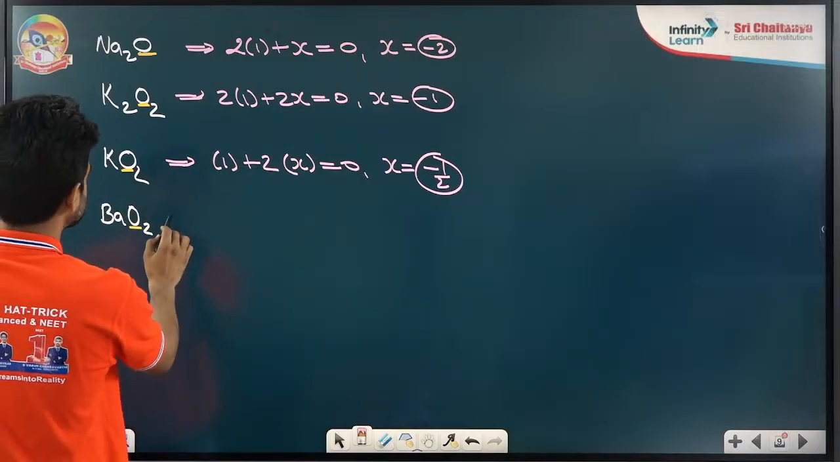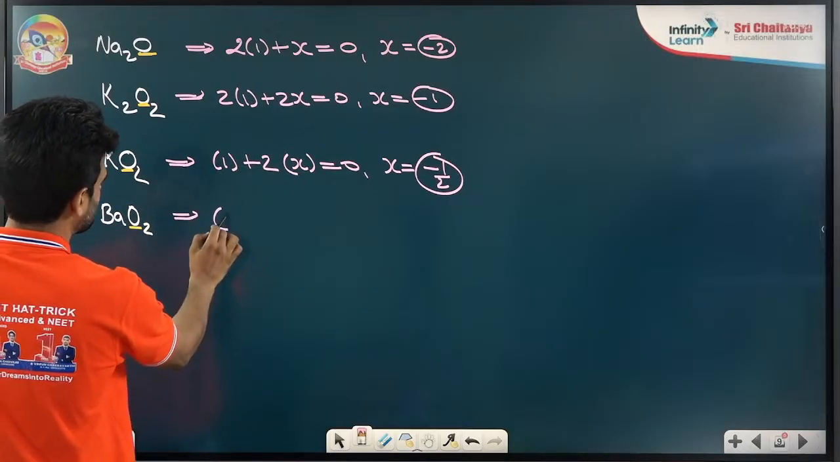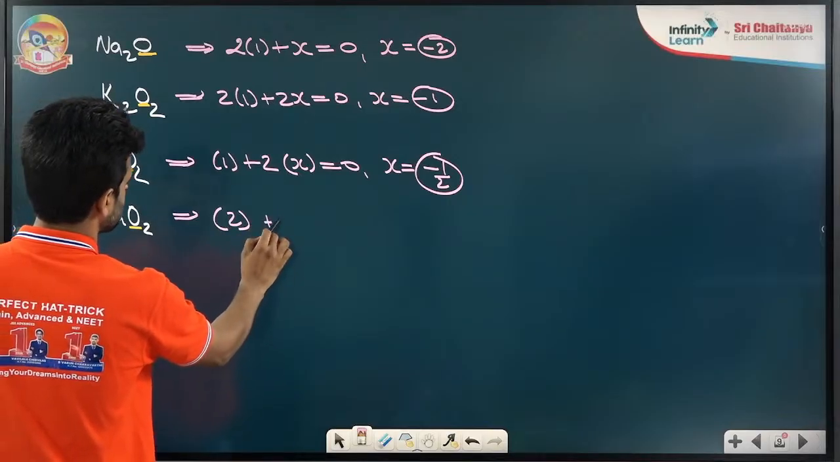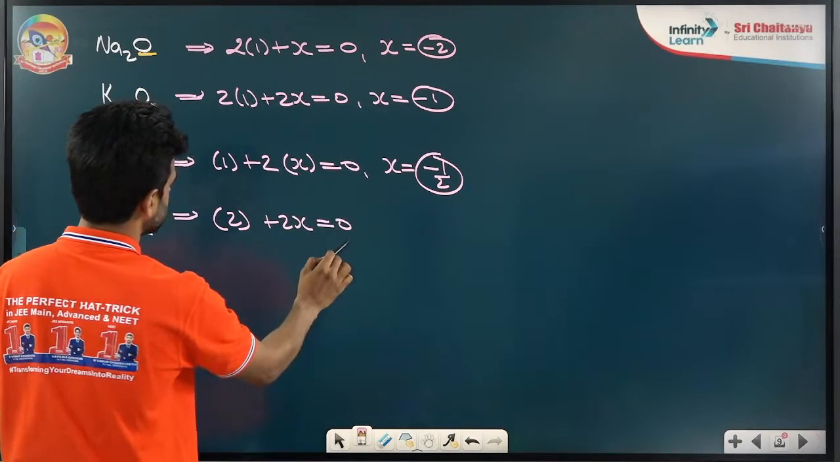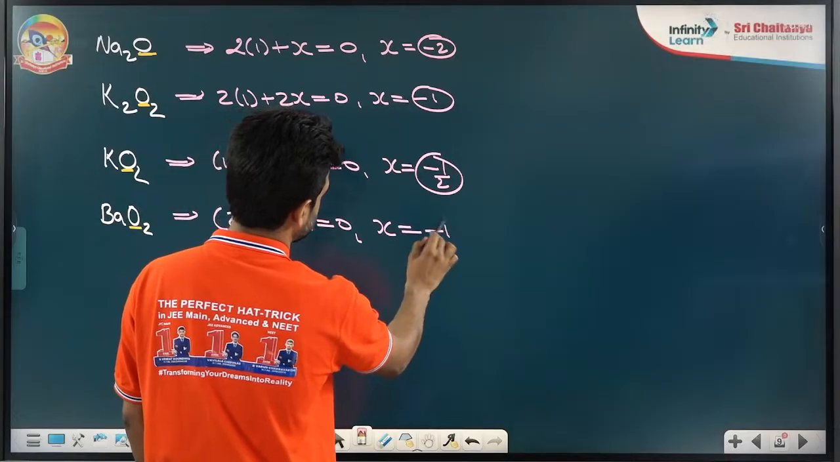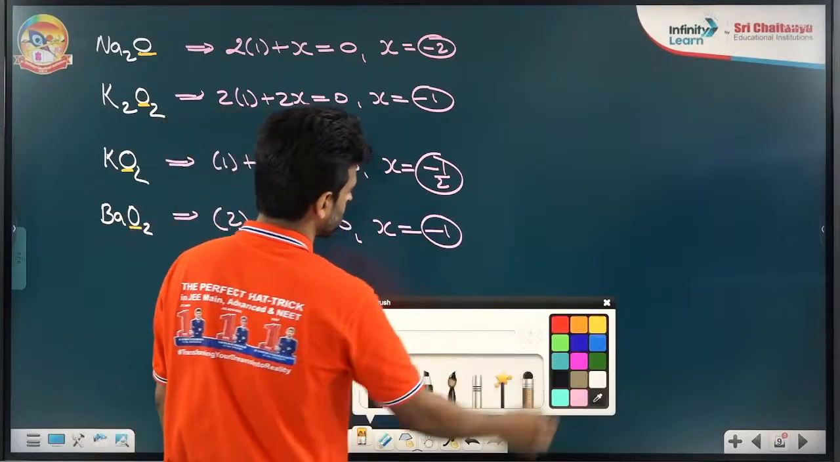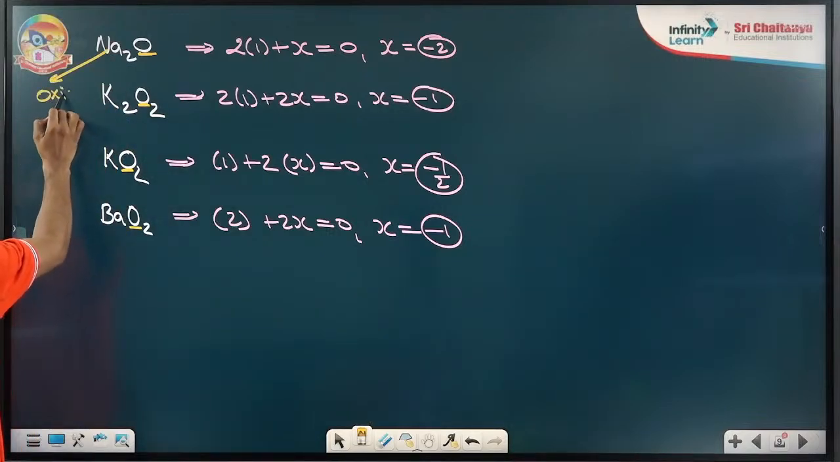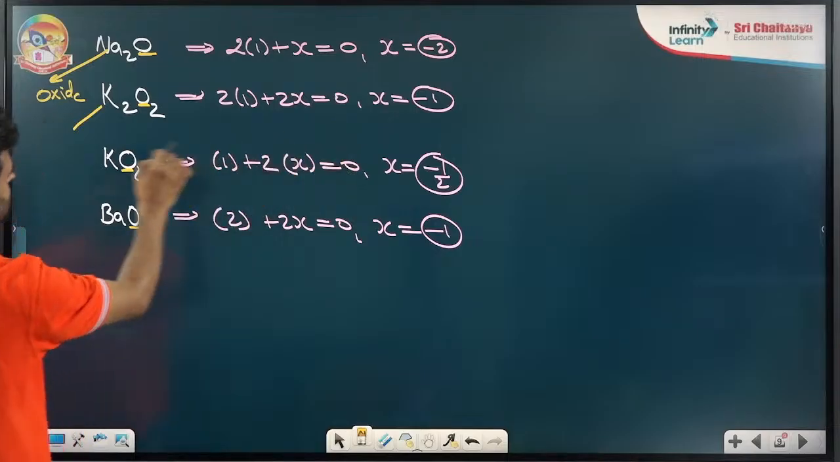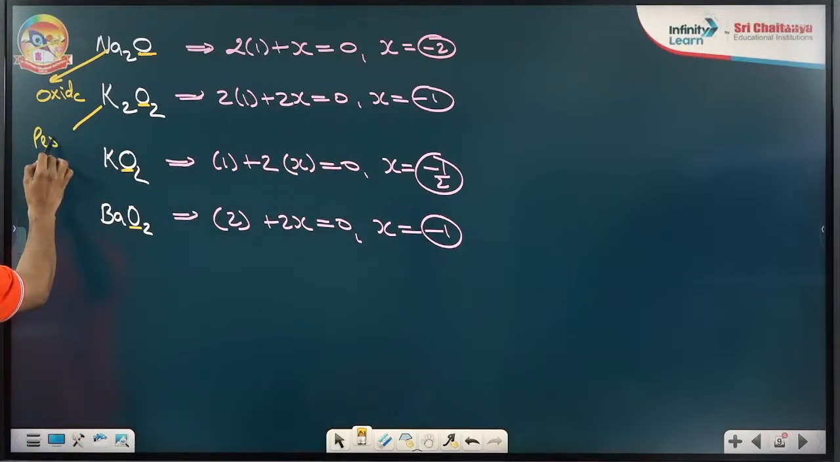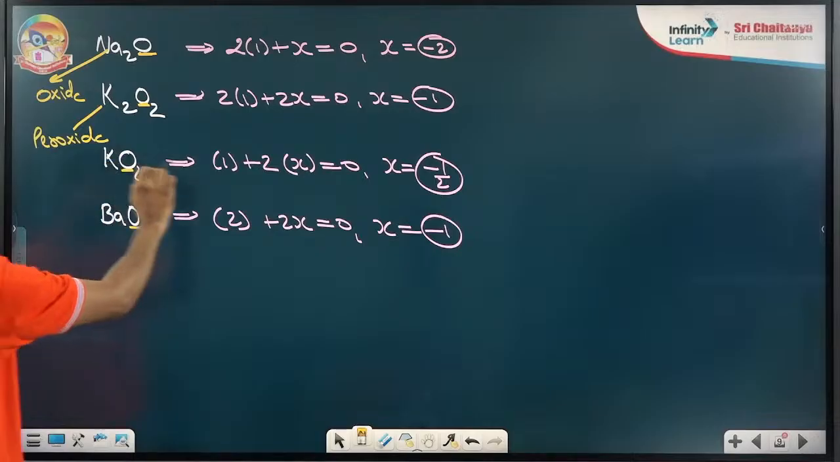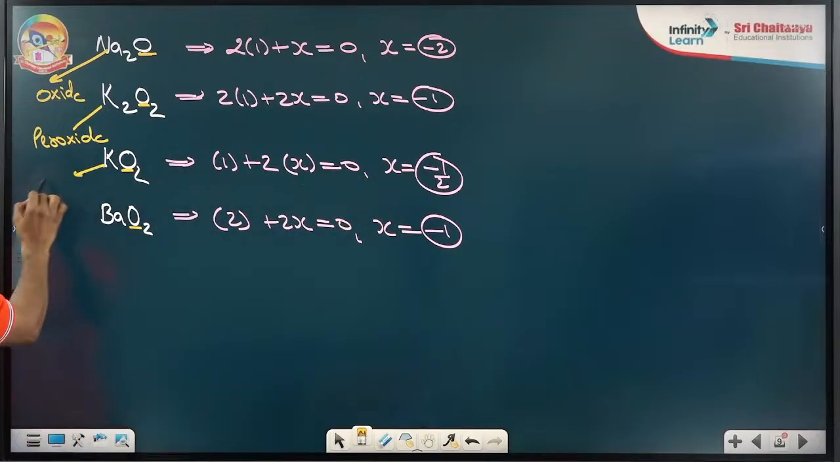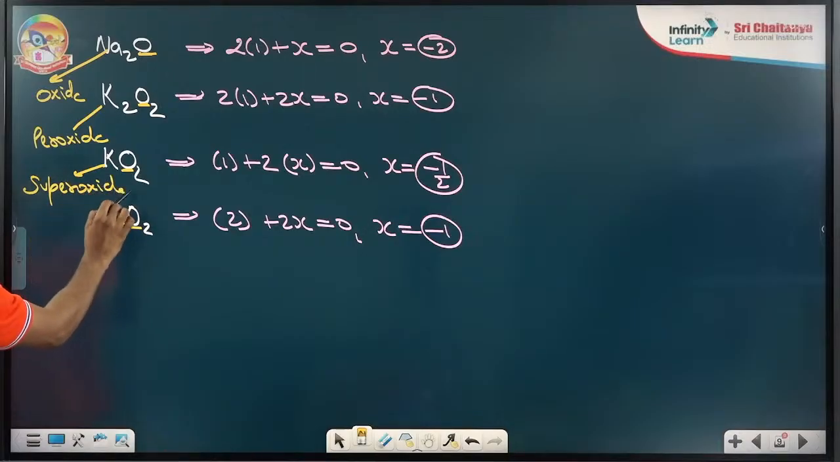Now in this case, if you check, Ba is an alkaline earth metal. So 2 here. 2 into x for oxygen equals 0. x is coming how much? -1. Okay, so very easy now to find. This is our normal oxide, simple oxide. Oxygen at -1 is your peroxide. Oxygen at -1/2 is your superoxide, right? And here oxygen is -1. So it is a peroxide.